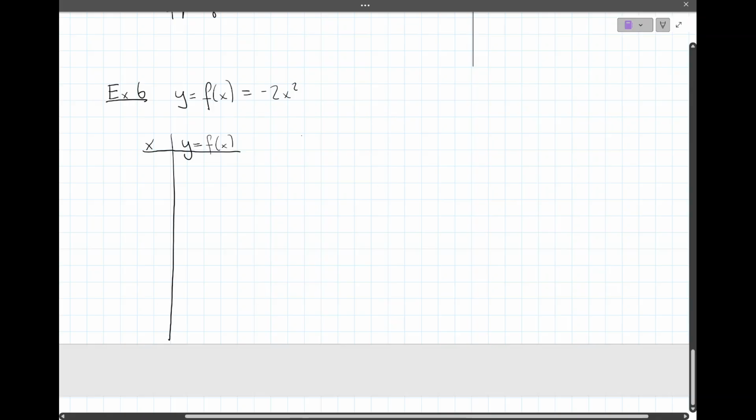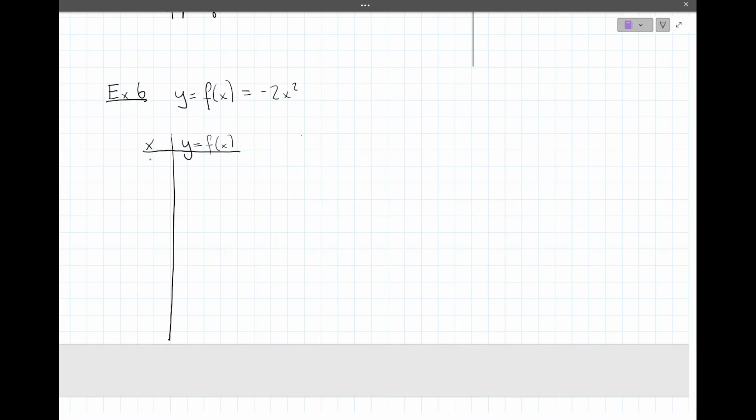And we'll just go from -3. Actually, we'll go to -2, -1, 0, 1, 2. We're going to see why we did that in a moment. -2 squared is 4. 4 times -2 is -8. -1 squared is 1. 1 times -2 is -2. 0 squared is 0, times -2 is 0. 1 squared is 1, times -2 is -2. And 2 squared is 4. 4 times -2 is -8.